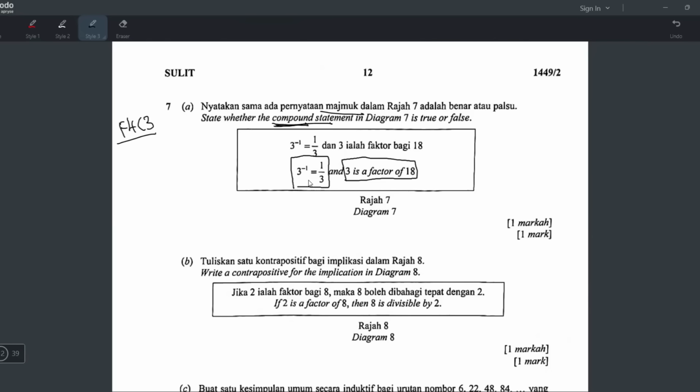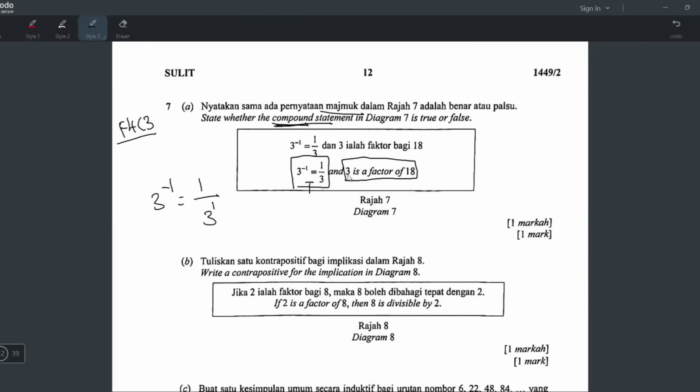Alright, so let's check whether this is true or not. 3 power negative 1. This is true. You can use your calculator to press also. But let me tell you why I know it's true. It's because you learn this in indices. When the power is negative, you can letak bawah, and when you letak bawah, the power becomes positive. And then nothing here means 1 over 3 lah.